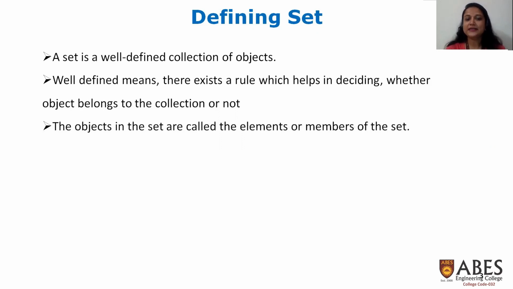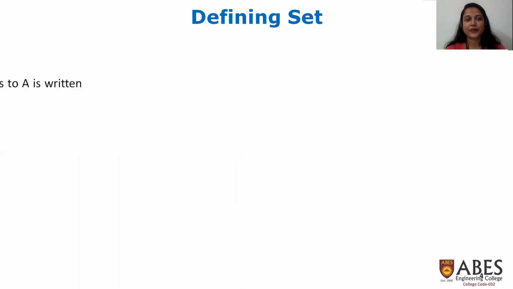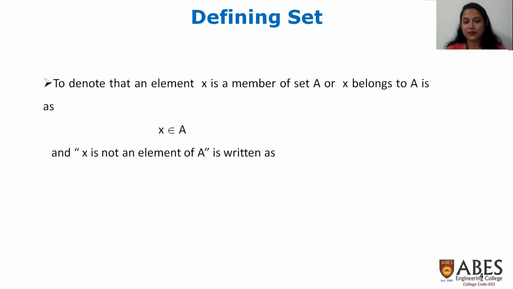Here the objects in the set are called the elements or the members of that set. Sets are generally denoted by capital letters and the elements are denoted by small letters. To denote that x is a member of set A, or a part of set A, we can write it as x belongs to A. Here the symbol is called belongs to. And if x is not an element of A, we can write it as x doesn't belong to A.